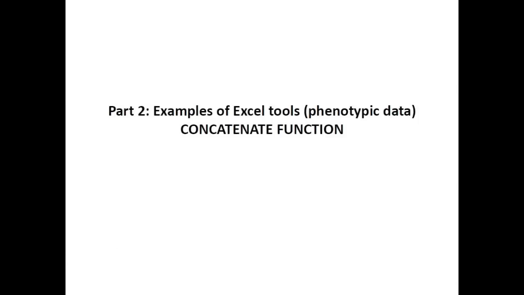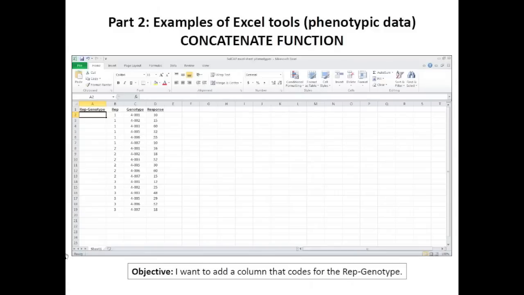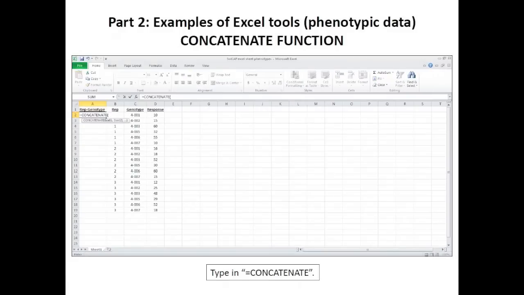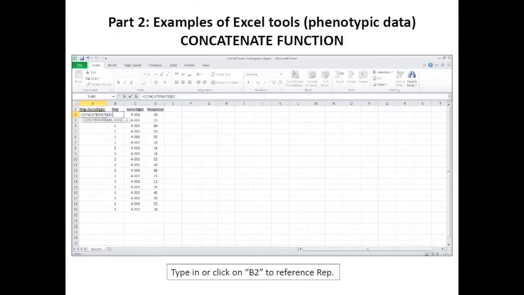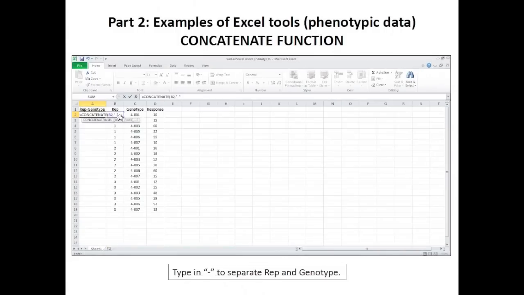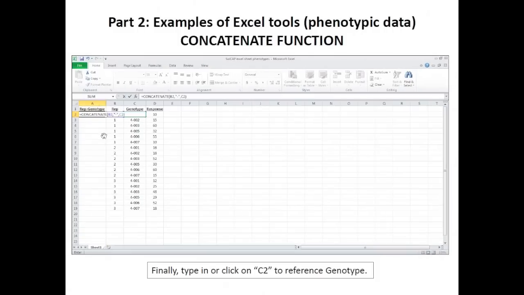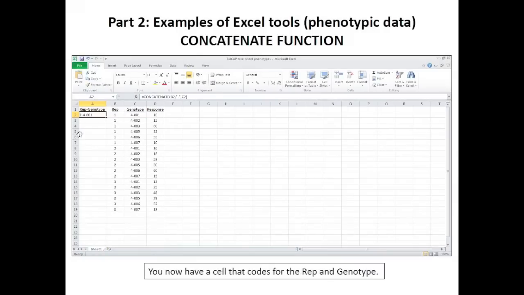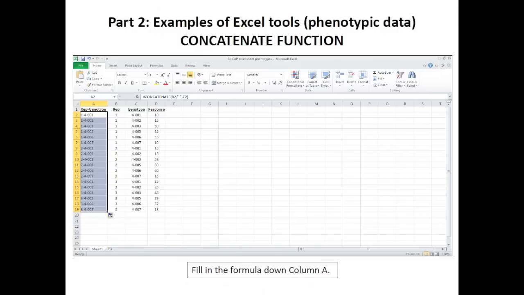All right, another example of an Excel tool with phenotypic data is the CONCATENATE function. This is the same spreadsheet we were looking at before, but the objective is to concatenate rep and genotype, so we have a unique identifier for each record. So start by typing in equals concatenate, and then you click on B2, or you type in B2 to reference rep, a comma, and a dash, and then a comma, and then C2 to reference genotype, and then push enter. And then this gives us what we've asked for in the formula in this cell, and you fill in all the way down.